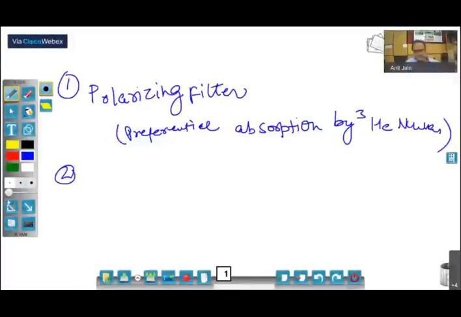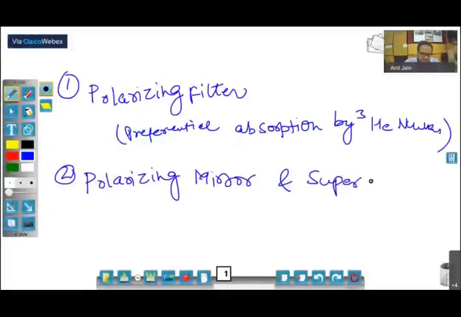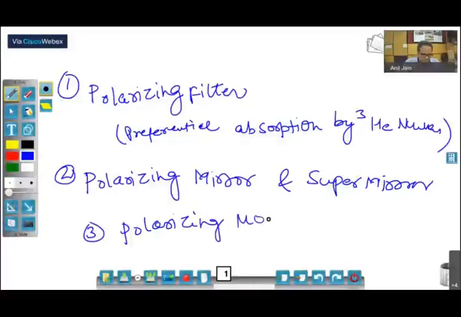I think there will be a class in a coming lecture about this, polarizing mirrors. And the third, which I have discussed, is by polarizing monochromators. So these are the ways by which you can produce the polarized neutron beam.